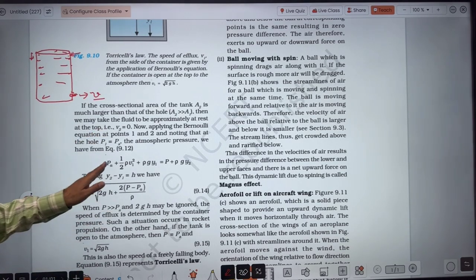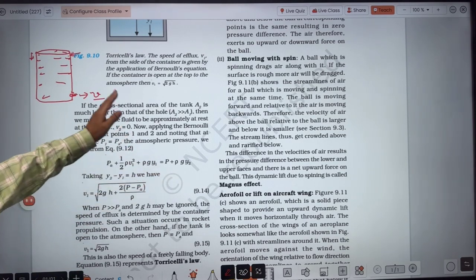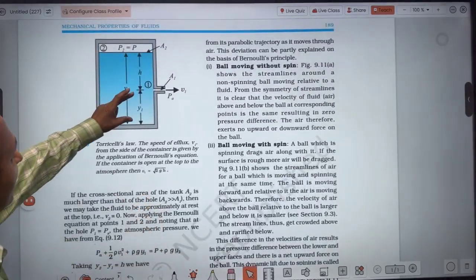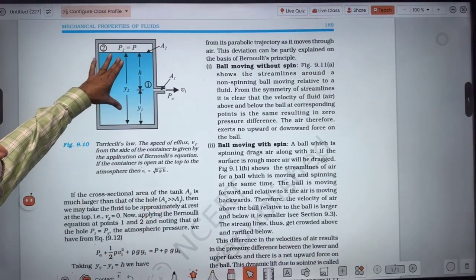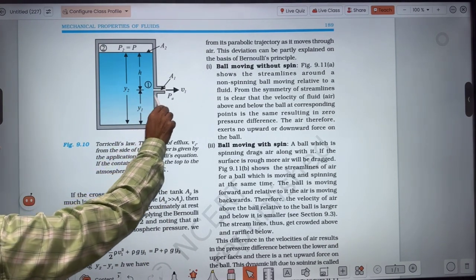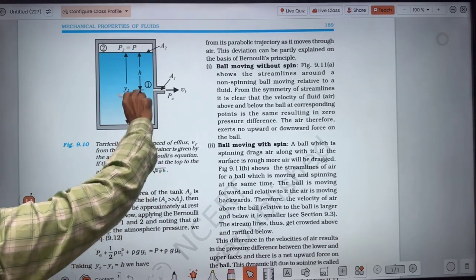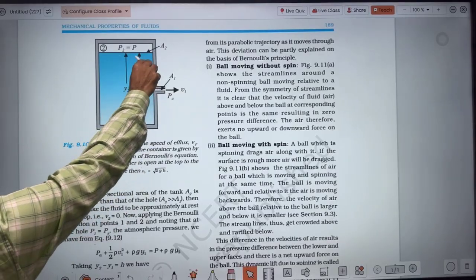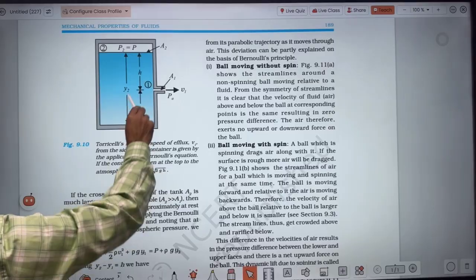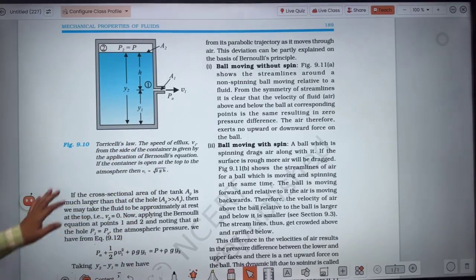If v2 is 0, then from Bernoulli's theorem, here if you observe the levels, up to here it is y1, up to here it is y2. So the height of this hole is y1 and up to here it is y2. So the water above this hole is h, which is y2 minus y1, right?